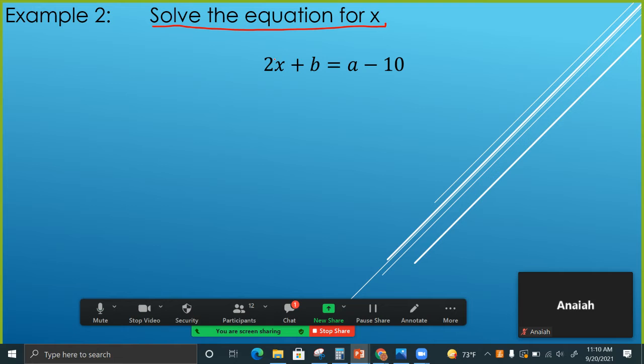So I'm solving for x, so I want to identify what's happening to the x. So I'm going to make a little list off to the side here. What's happening to the x? 2 is being multiplied.